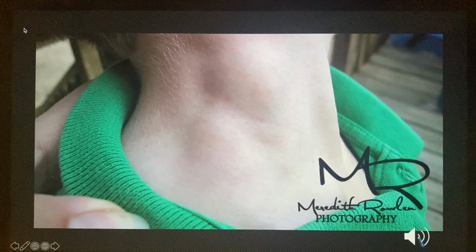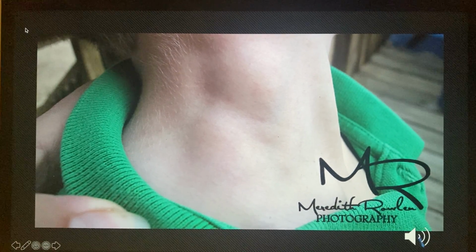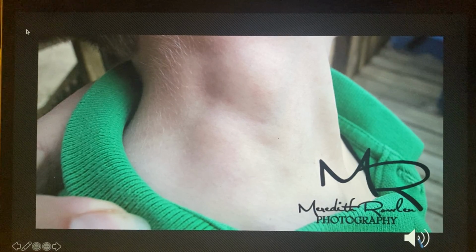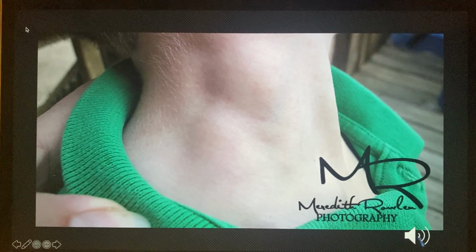And this is just a picture of a child with enlarged lymph nodes that represents the Hodgkin's lymphoma that this child has.